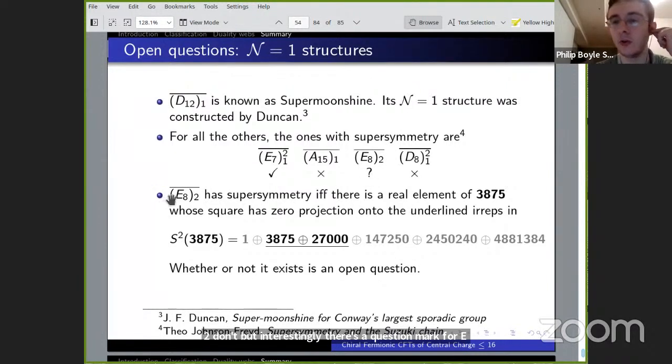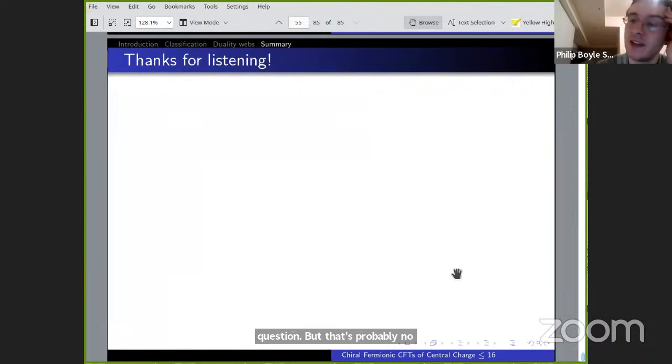So the answer is that E8 level 2, as worked out in 4, and as embarrassingly reworked out by us, has supersymmetry if and only if there is a real element of the 3875 representation, which, when squared, has a zero projection onto the underlined IREPs here when you decompose the symmetric square into IREPs. So there must be an element of this, which, when you take its tensor product with itself, projects onto either zero. Whether or not such an element exists is an open question, but the answer is probably no. Okay, I'll leave it there. Thank you for listening.